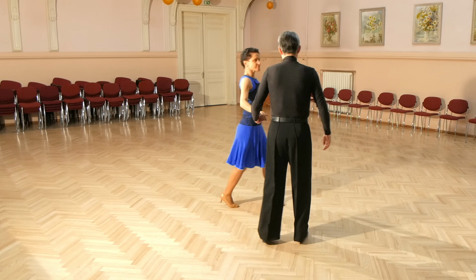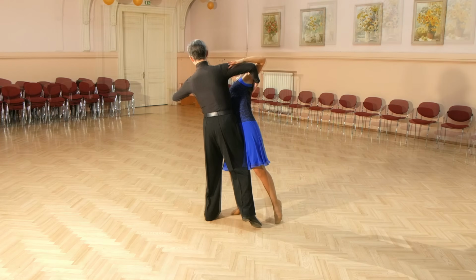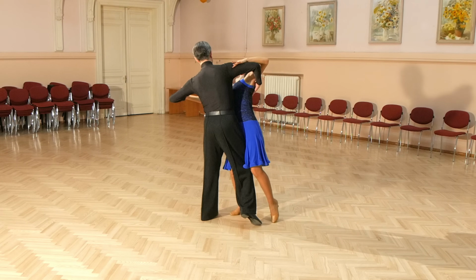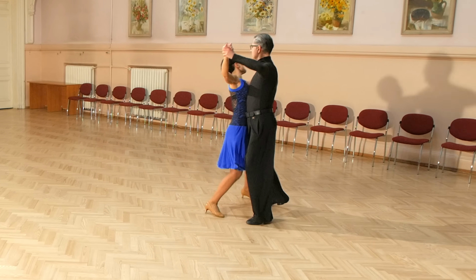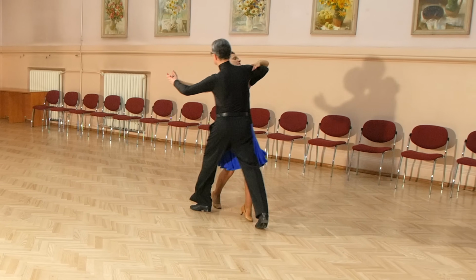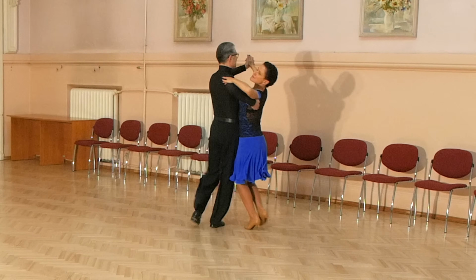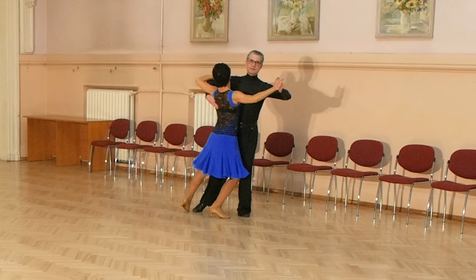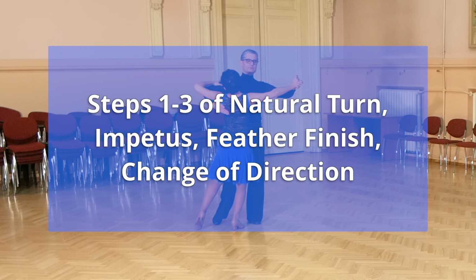And again, lady steps from the opposite direction. Lady starts with left foot, back and pivot, forward, to side, brush, diagonally back, back in CBMP, to side in promenade, forward and pivot. And now let's look at steps 1 to 3 of natural turn, then impetus, feather finish and change of direction.